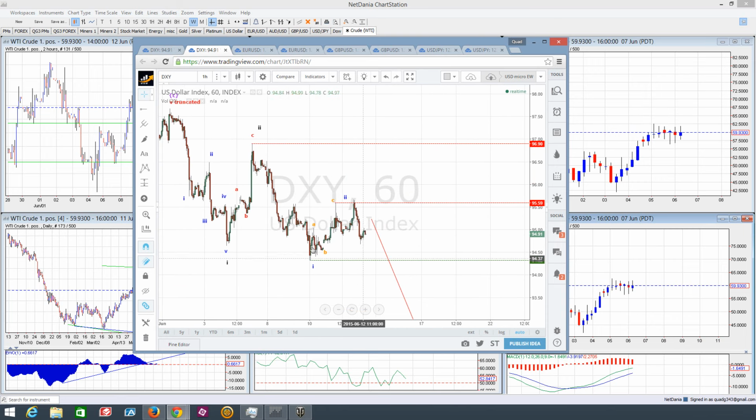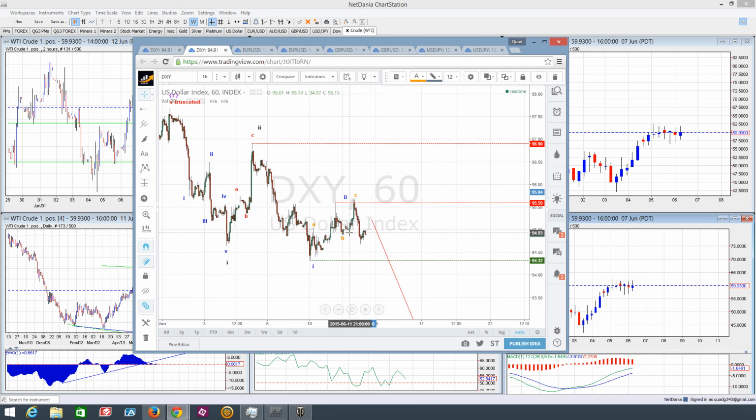Now, previously I was talking about this leading diagonal. That's certainly very possible. The other way of looking at it, since this leg down did retrace some into wave A, is that this is wave A, and then this could be an A, B, C for wave B here, and then wave C here. That's another way of looking at it, with kind of a running flat wave B.